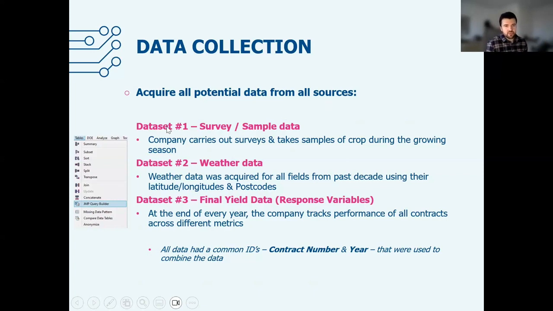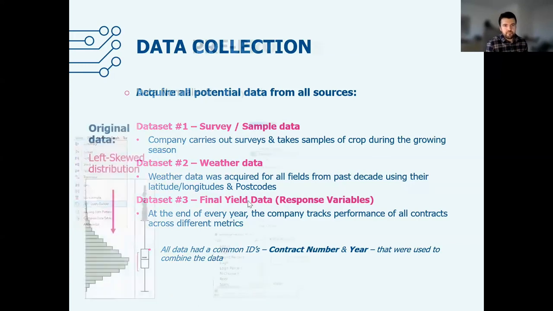So in this particular case with the agricultural yields, there were 3 data sets. There was in-season sample data, there was the weather data, and the final yield data. And the important thing is to find a common thread between all of your data sets, which we'll show in a minute. You can then use the JMP query builder to pull all of these data sources into one place very quickly, stress-free, accurately, very easily. And in this particular instance, the common thread was contract number and year, where we could combine the data.